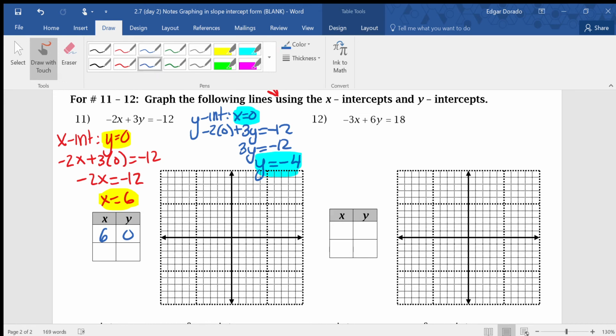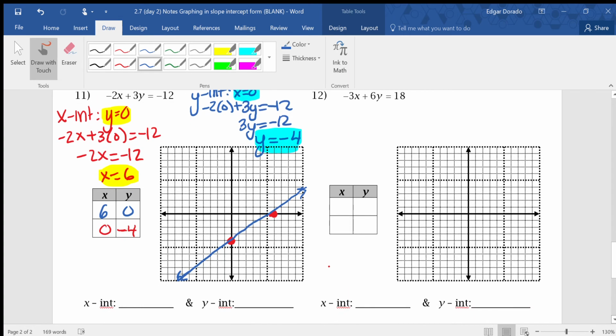So let's go ahead and write those down, and then we're going to draw them both on the coordinate plane. So we get 0, comma, negative 4. So let's go ahead and graph both of them. We have 6, comma, 0, that's right there. And 0, comma, negative 4 is right there. There was no need to even calculate the slope. All we need now is to just draw a straight line through both of those points. And don't forget your arrows, guys.